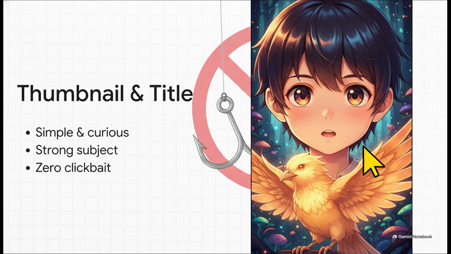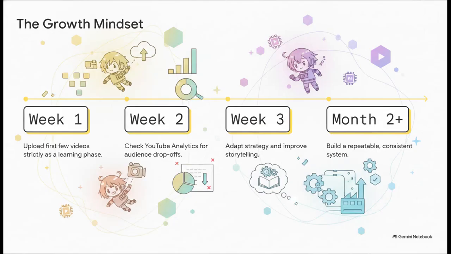But here is the golden rule. Never use clickbait. You must deliver the exact value you promise, or YouTube's algorithm will completely punish you when viewers click away disappointed. To actually survive on YouTube, you need to adopt this growth mindset timeline to manage your expectations.